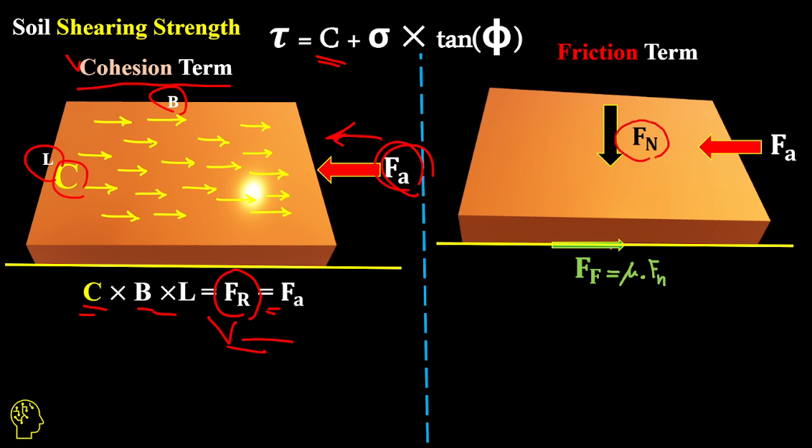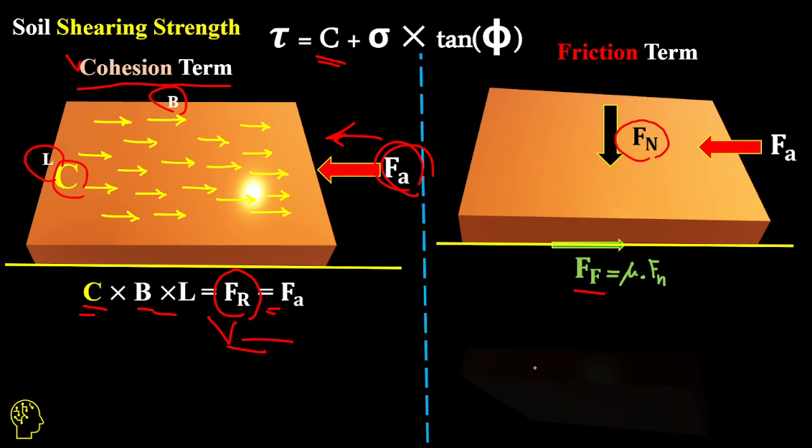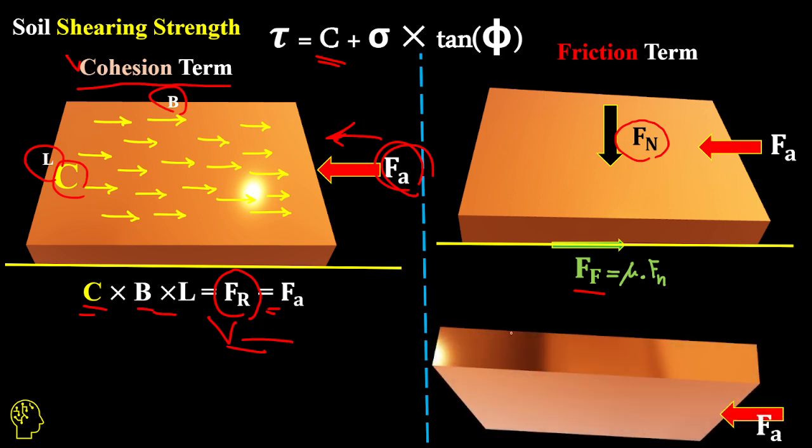The heavier the soil mass, the more friction, and friction force is equal to mu times Fn, the normal force. And if you go beneath the soil layer, you can easily see the frictional force, which is resisting the applied horizontal force on the soil.